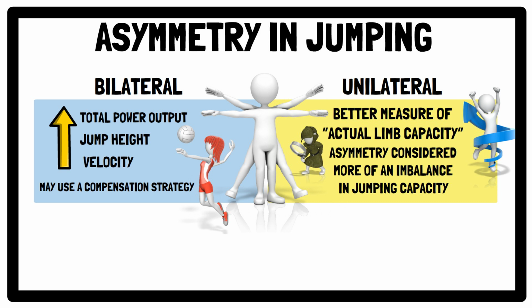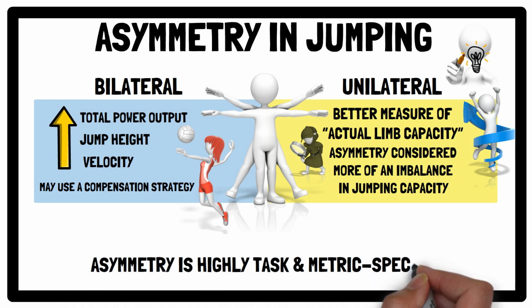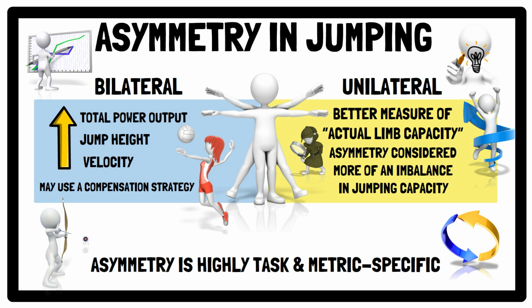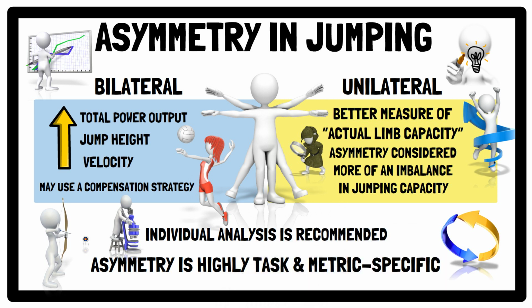It's also important to understand specific characteristics involved in the task. This is because asymmetry is highly task and metric specific, meaning if an asymmetry of 5% or 10% is achieved in a given test, it should not be assumed that the same or similar values would be achieved in another test. In addition, although group mean data rarely changes significantly between test sessions, analysis of individual data shows that asymmetries can vary considerably between the sessions. Therefore, when assessing asymmetry, individual analysis is recommended.